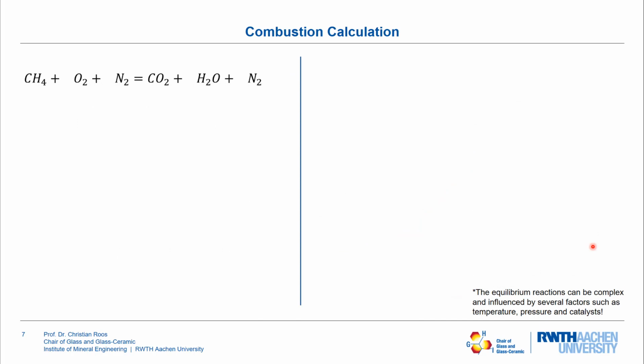Let's have a look at a simple combustion calculation. In this example here, the combustion process is methane in air, giving us CO2, water and nitrogen. You can now simply count the atoms and equalize the equation.